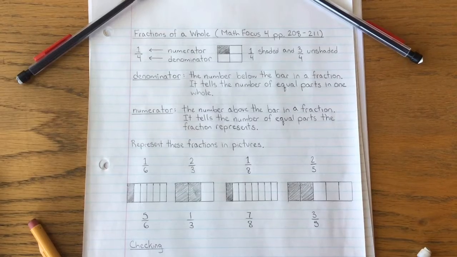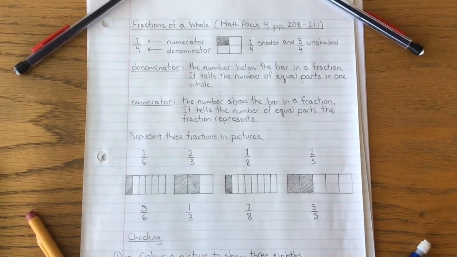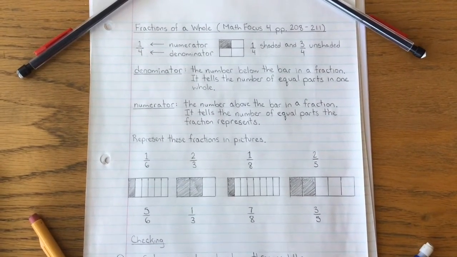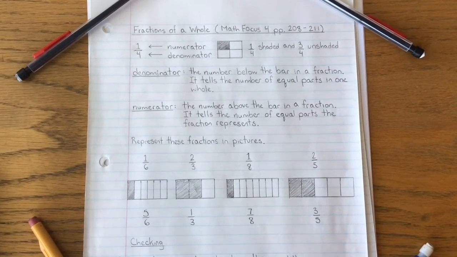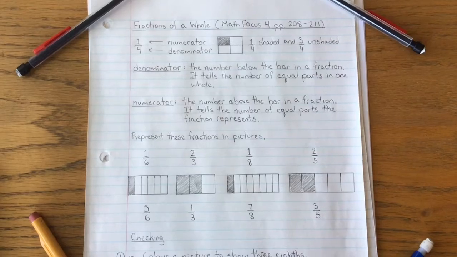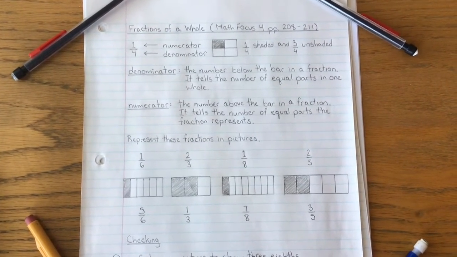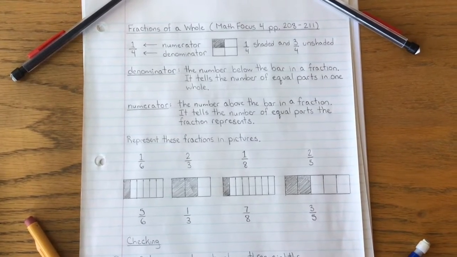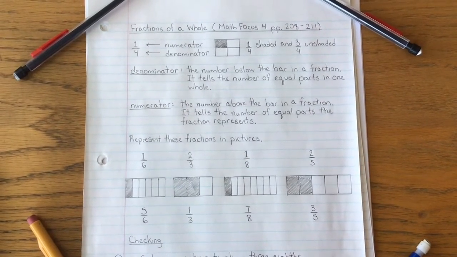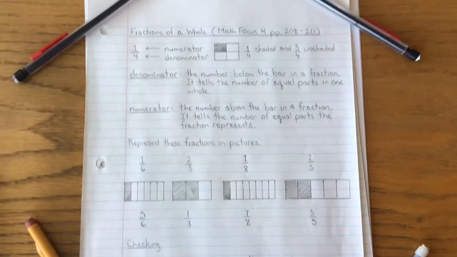The numerator, on the other hand, is the number above the bar in a fraction. It tells the number of equal parts the fraction represents. So if you got 15 out of 20 on a spelling test, the 15 is your mark. That's the fraction of the test you got correct, and that represents your numerator. So 15 out of 20 is a fraction, with 15 being your numerator and 20 being your denominator.